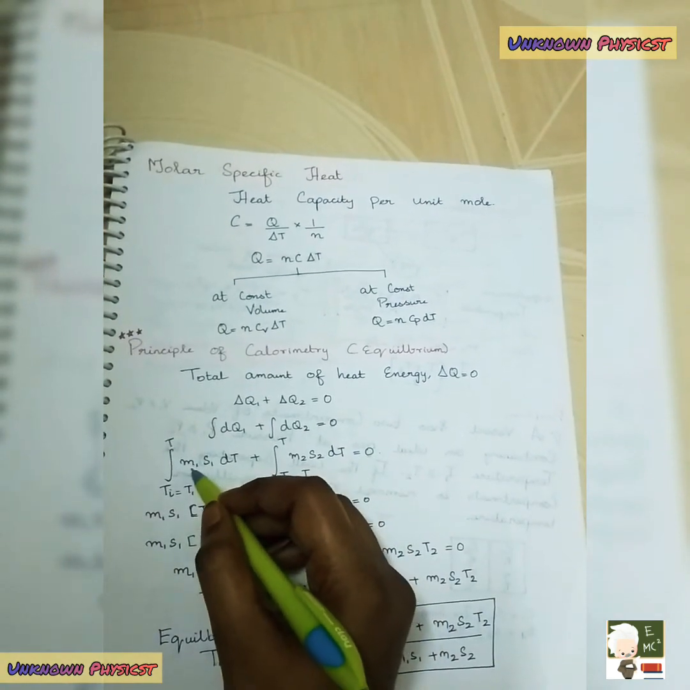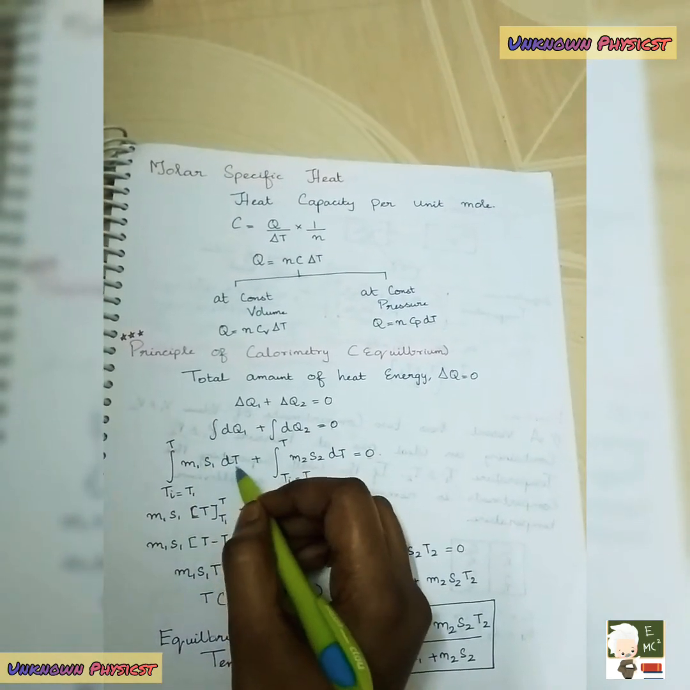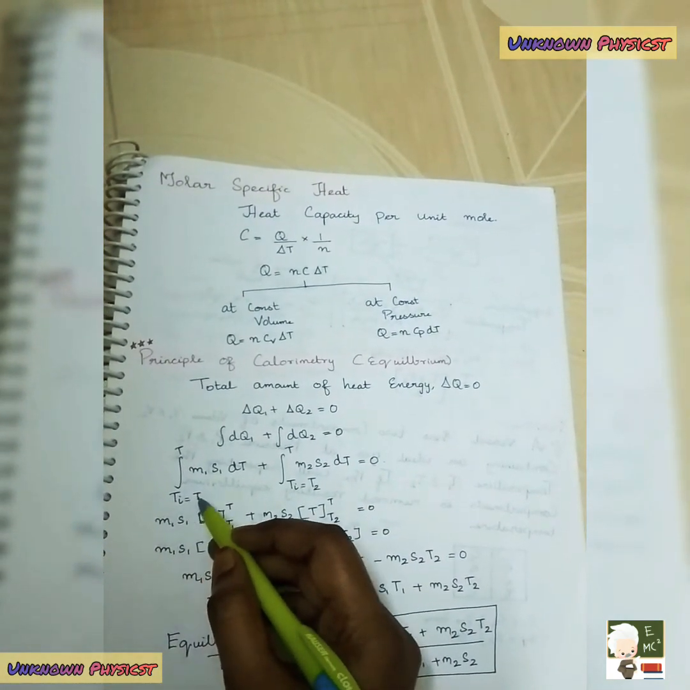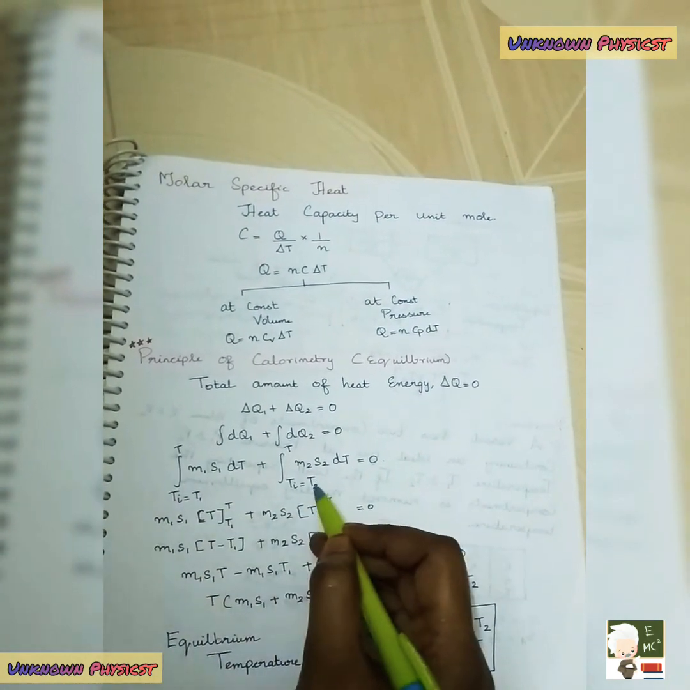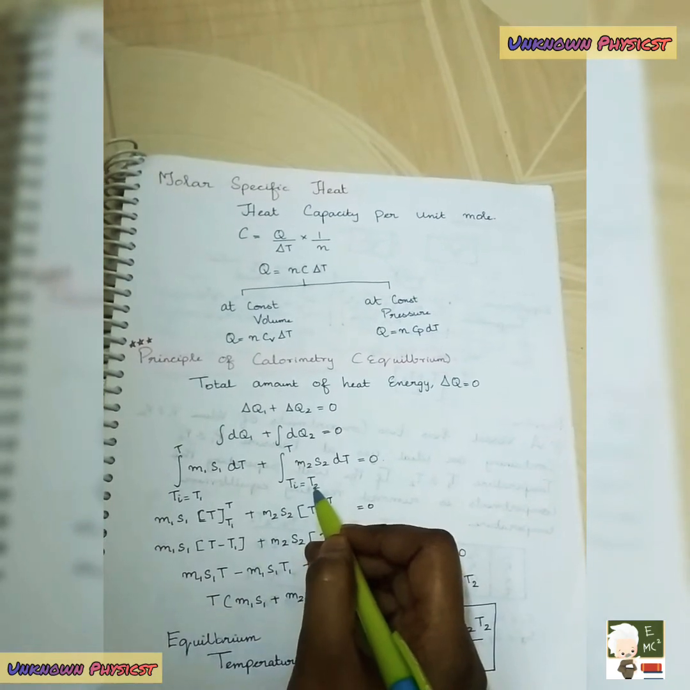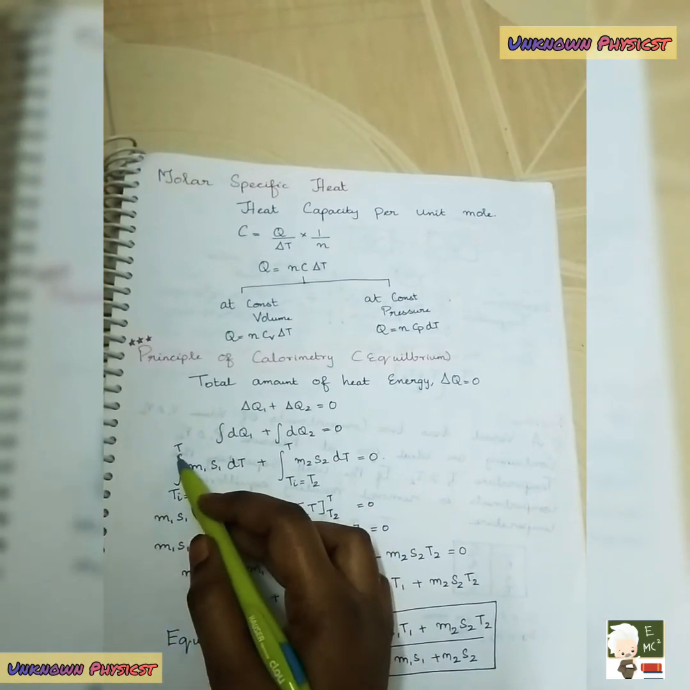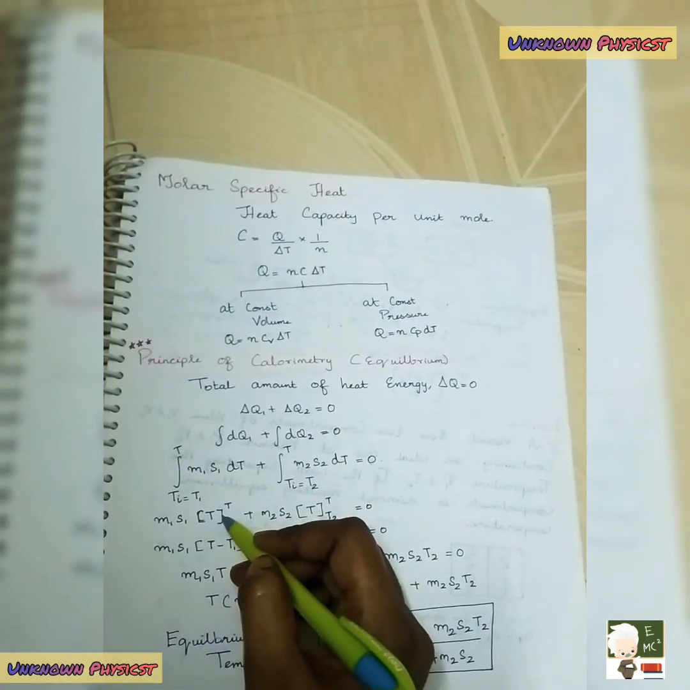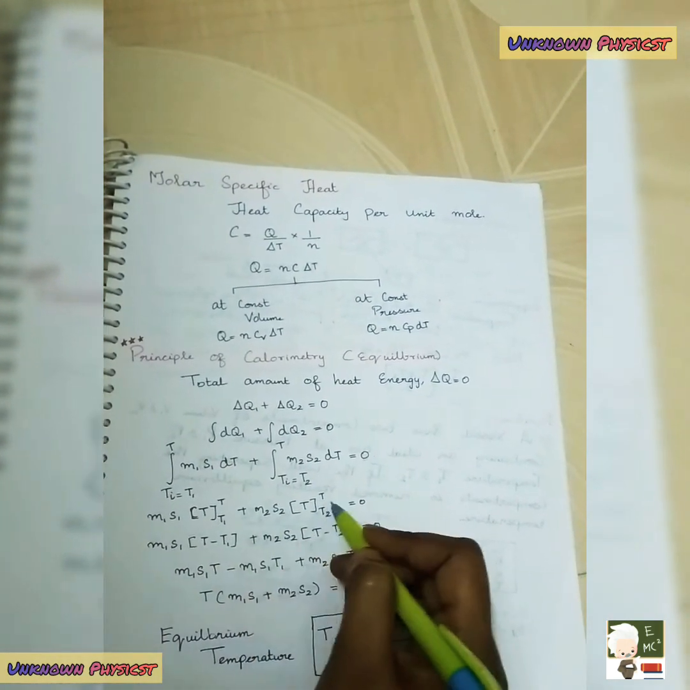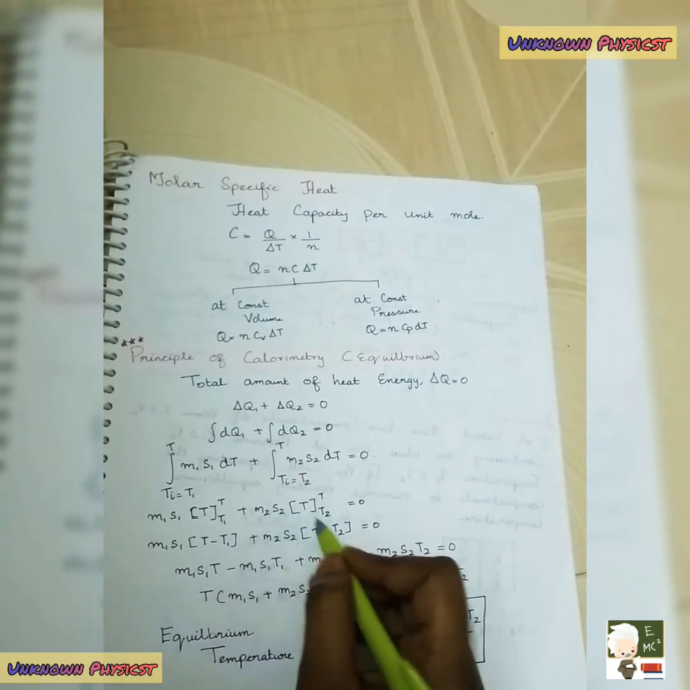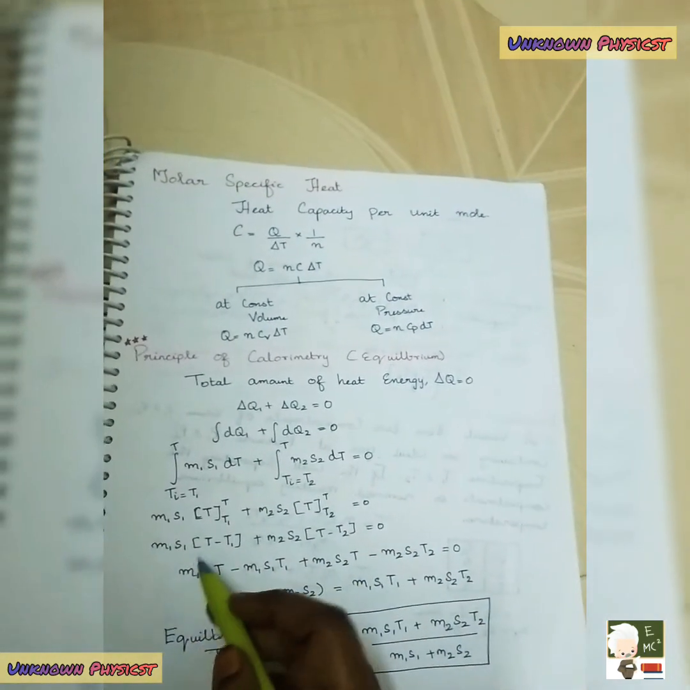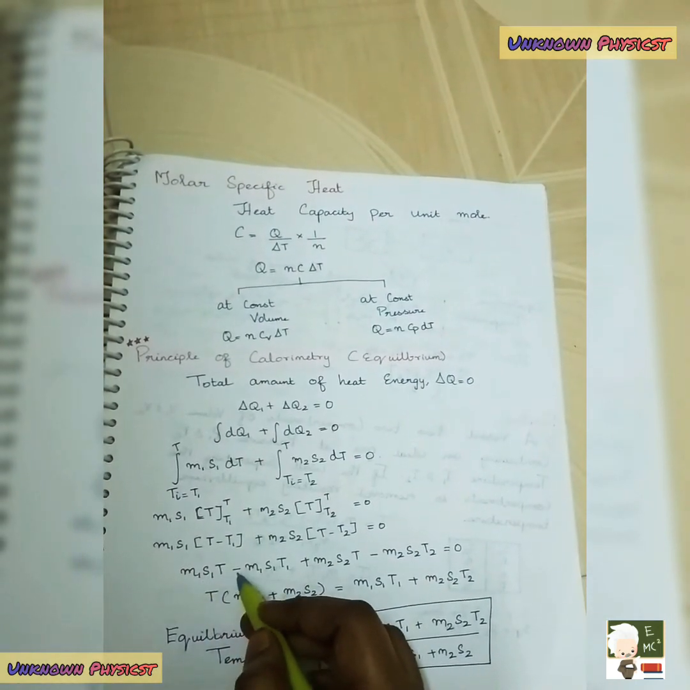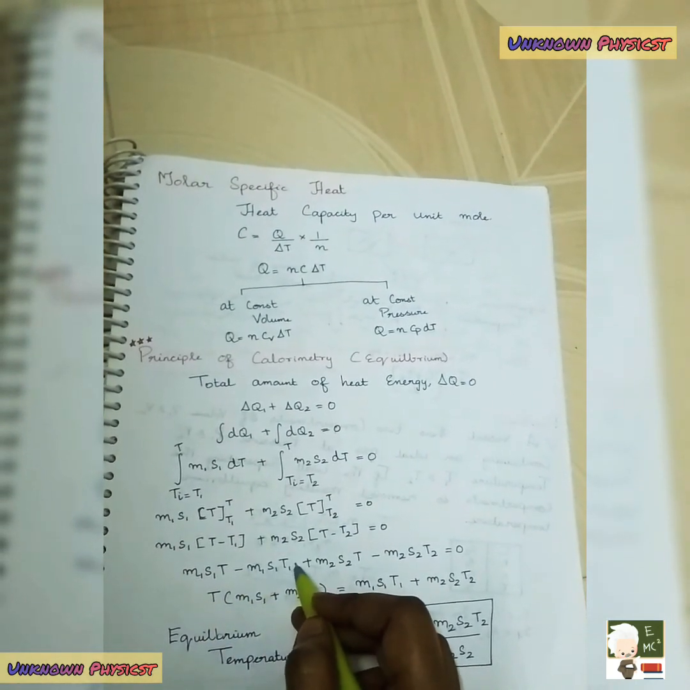This 1 represents the first system and this 2 represents the second system. So integrating dT we get T. So m1 s1 T and m2 s2 T. By applying the limits I get m1 s1 (T minus T1) plus m2 s2 (T minus T2). Now I am splitting the terms. So I am writing T terms on one side and T1, T2 terms on the other side.